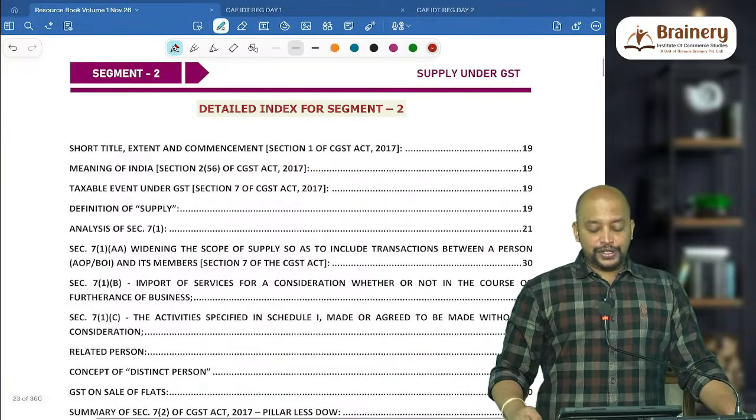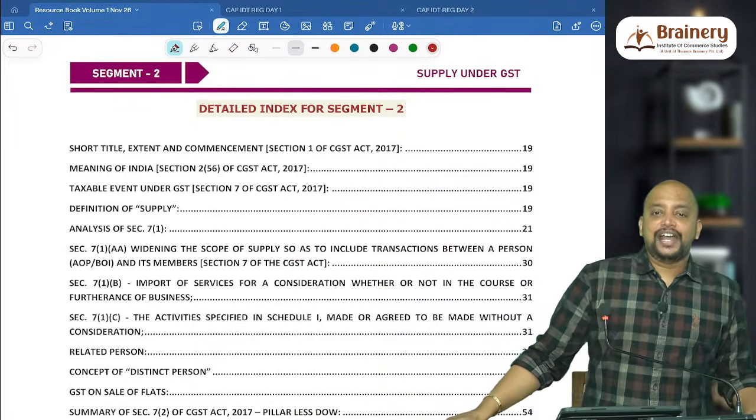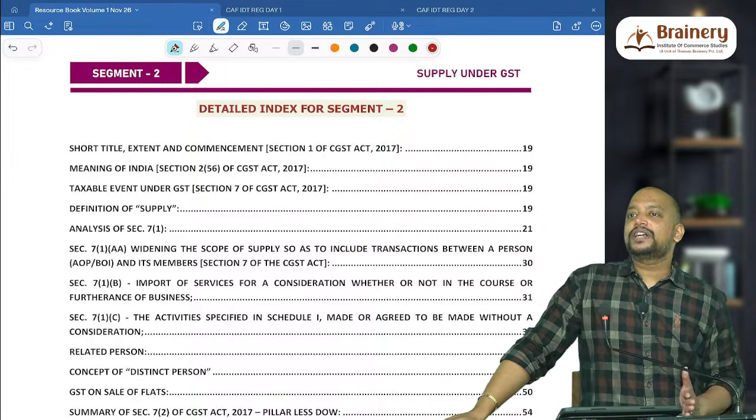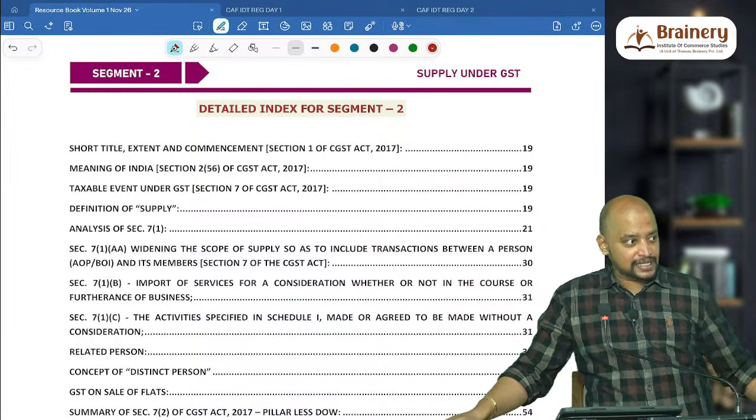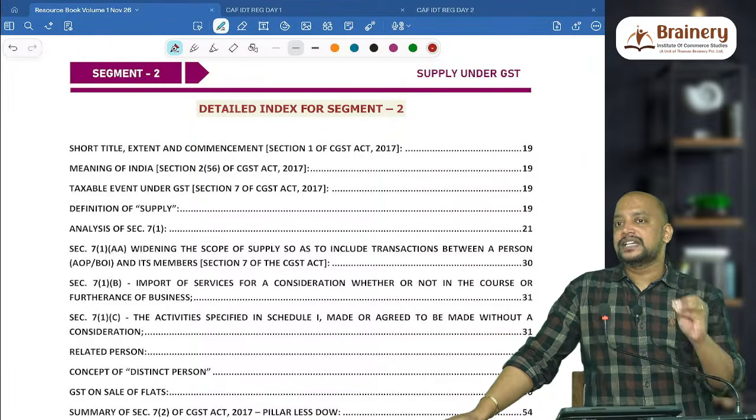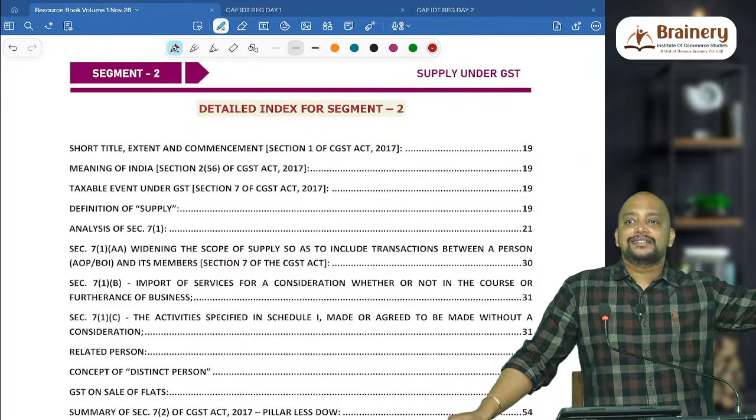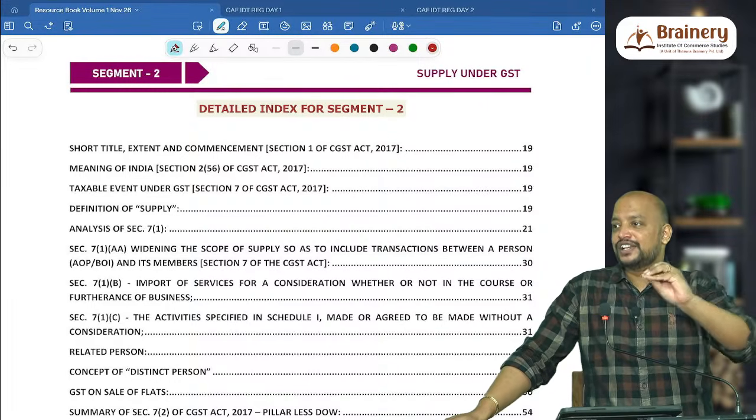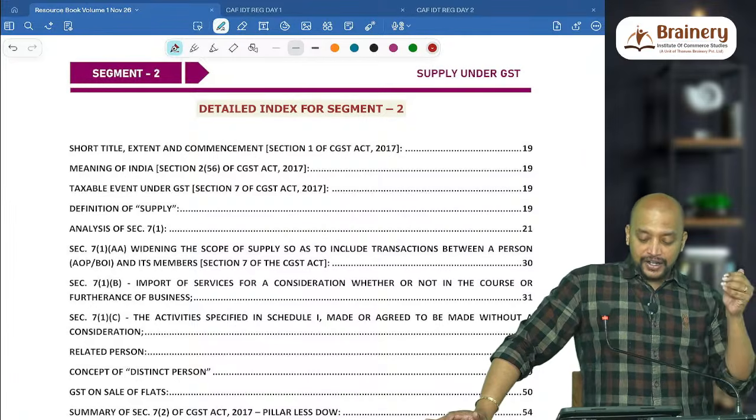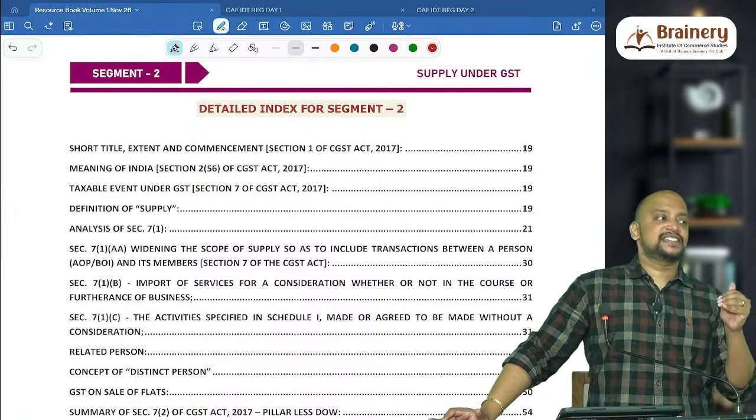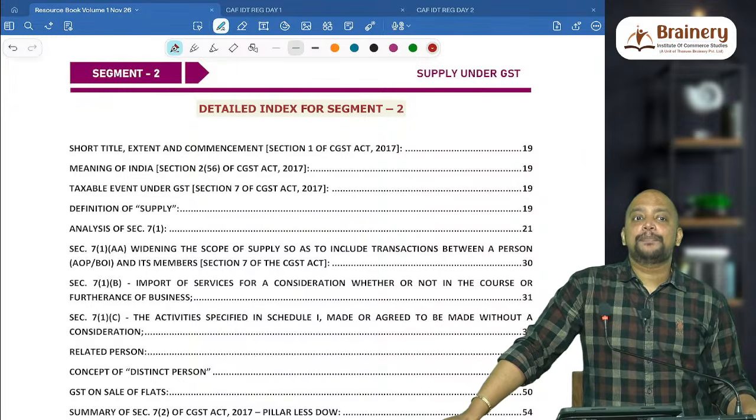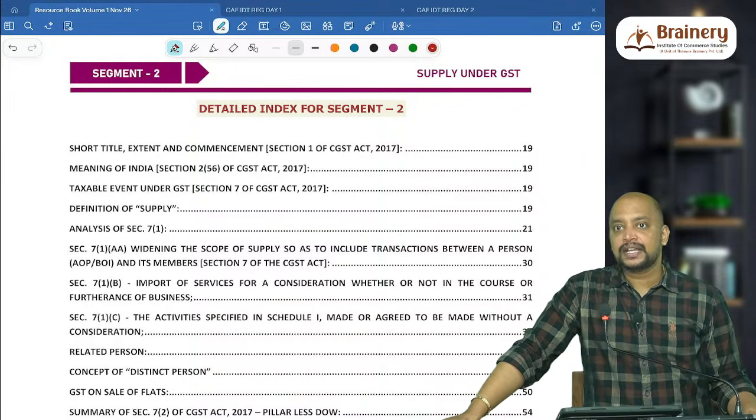Now we are moving on to the next chapter. Actually, this is the starting point of the syllabus. So far what I discussed with you, all these are basics, not for exam purpose. This is just the appendix which is given in the study material. As students transition from intermediate to final, you should be knowing, that's why they have given this, but not for exam purpose. Now we are going to learn something which is for exam purpose. Segment 2, we are going to learn supply under GST.